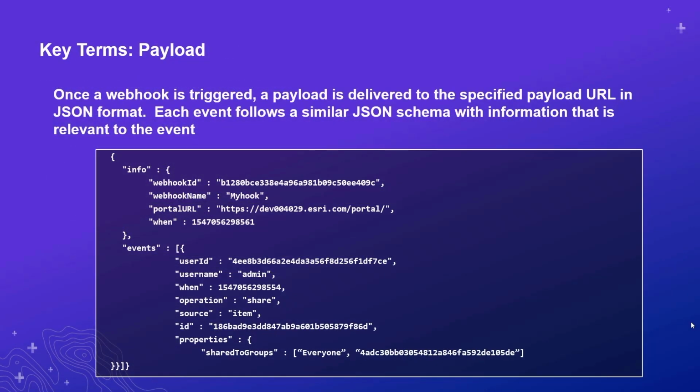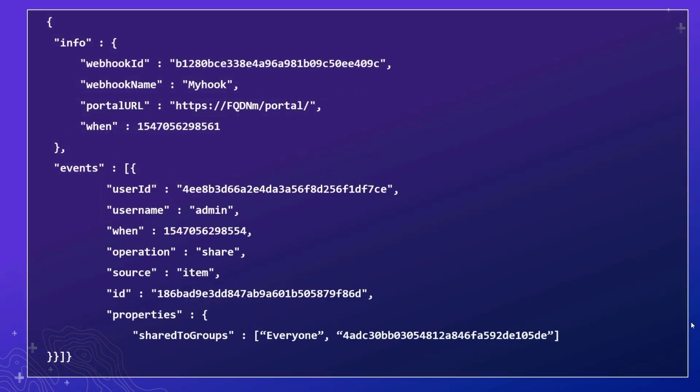Next, we have the payload. So once a webhook is triggered, a payload is delivered to a specified payload URL in JSON format. And each event follows a similar JSON schema with information that is relevant to the event. So if we work through this payload, first we have some high-level information about the webhook. So this is telling us the portal that the webhook was created in, the name of the webhook, and when the payload was sent out.